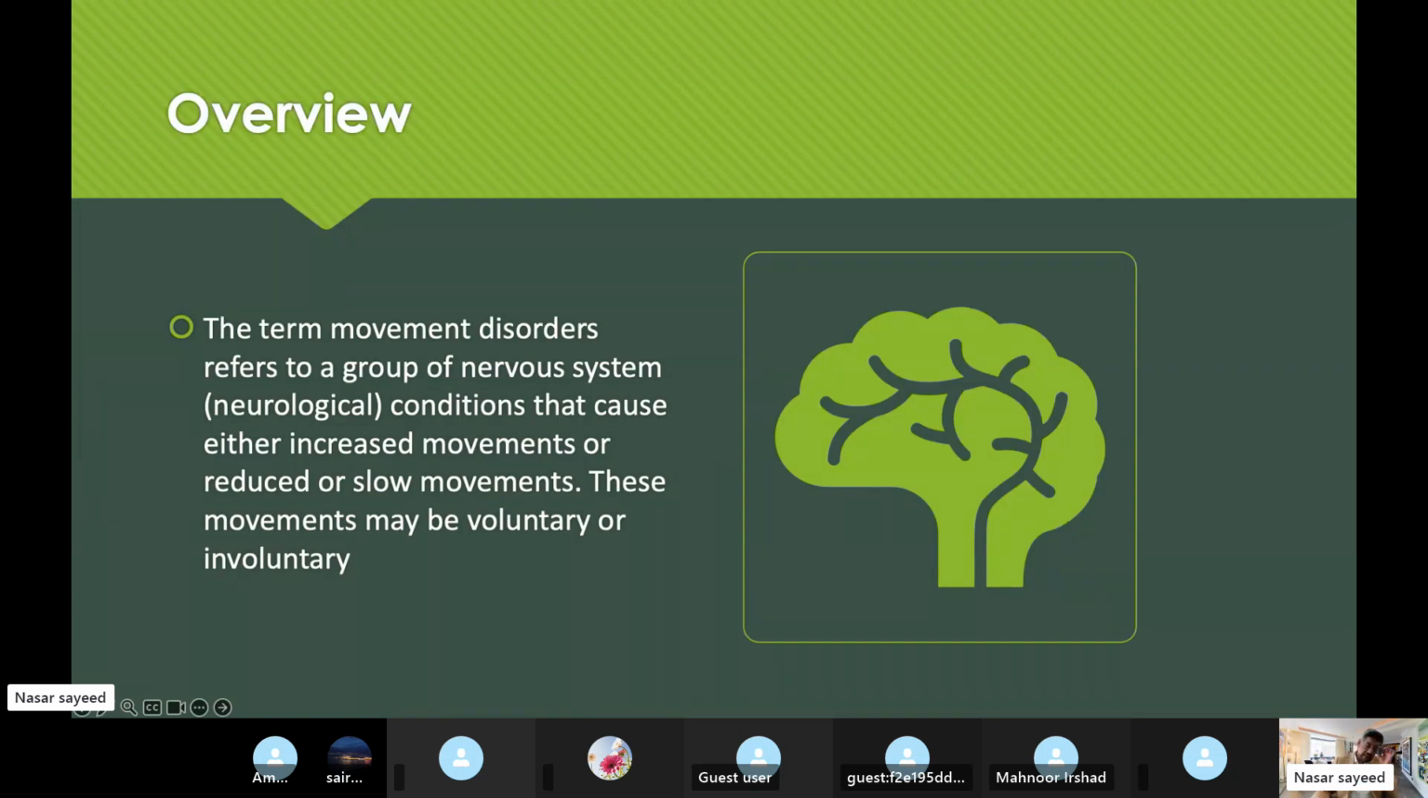Movement disorder. The term movement disorder refers to a group of nervous system, which is neurological, conditions that can cause either increased movements or reduced or slow movements. These movements may be voluntary or involuntary. So all the parameters, voluntary, involuntary, excessive movements or reduced movements, they are there. And as I mentioned a couple of times earlier, this topic is basically to be covered by the neurologist. It's not a psychiatry topic, but I'm just trying to cover it to facilitate you people.